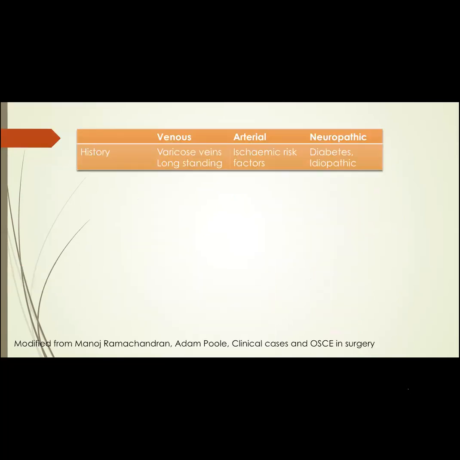In history, it is very important to ask risk factors for arterial disease, such as smoking, diabetes, hypertension, cholesterol, previous heart disease, stroke, and family history. Any risk for venous ulcers, such as deep vein reflux, and any risk for neuropathic ulcers, such as diabetes, SLE, hypothyroidism, vitamin B12 deficiency, alcohol, and toxins.